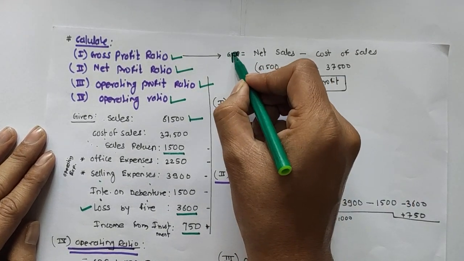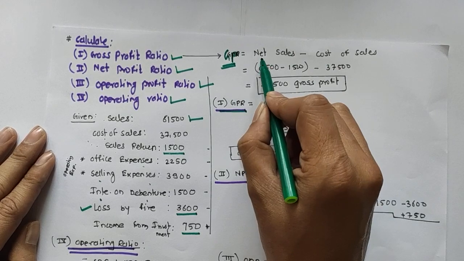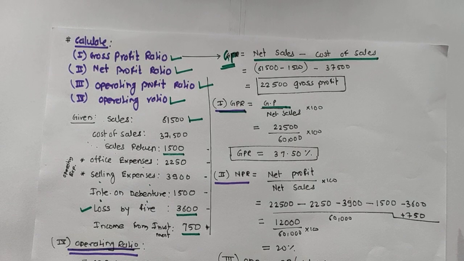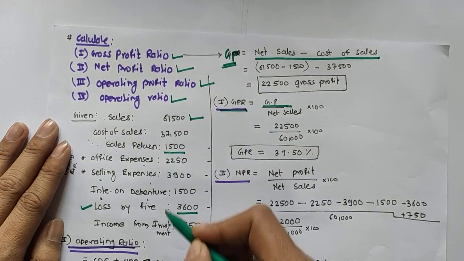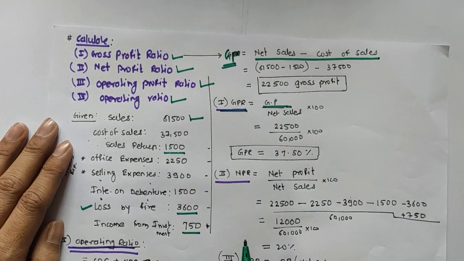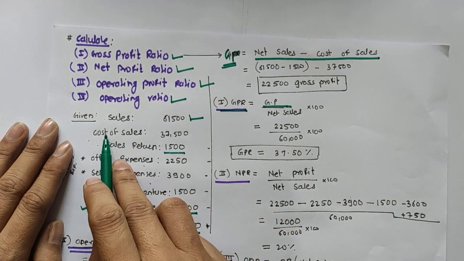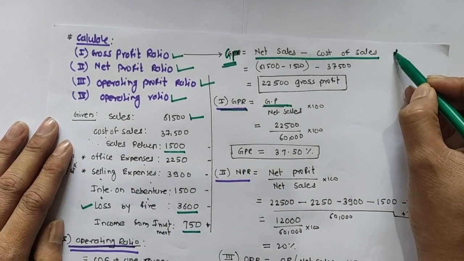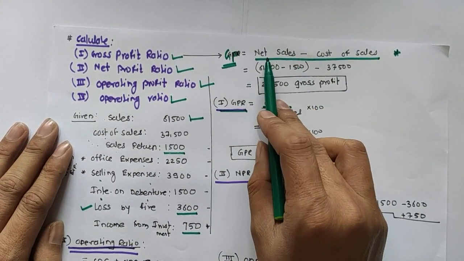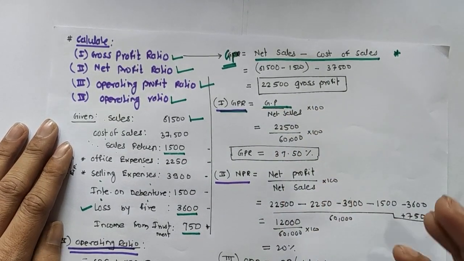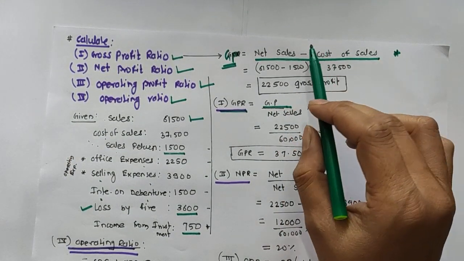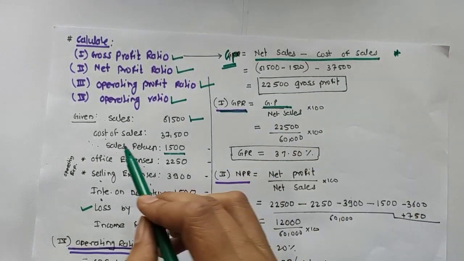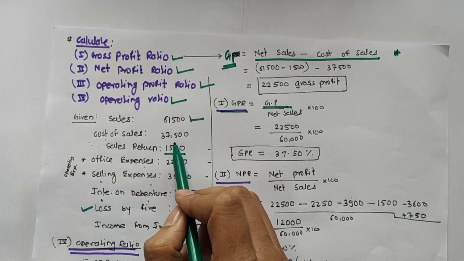See friends, the gross profit is nothing but your net sale minus cost of sale, because here they have not directly given the gross profit, right? So we have to find the gross profit. If they are giving sales and net sale and cost of sale, then you have to remember the simple words. Gross profit is nothing but your net sale minus your cost of sale. In other words, gross profit is your net sale minus your cost price. When cost of sales is given, you have to subtract it from the sales.